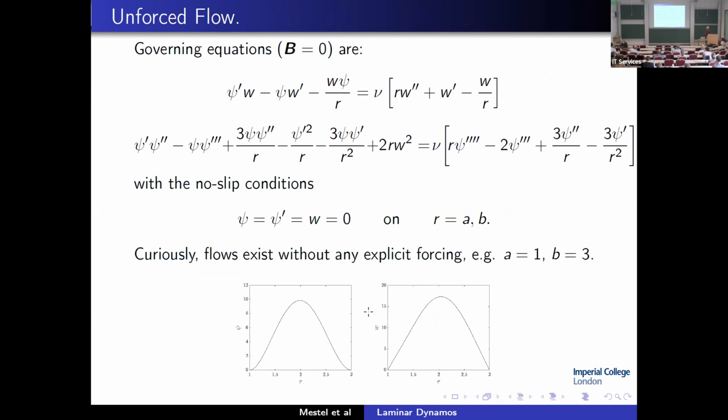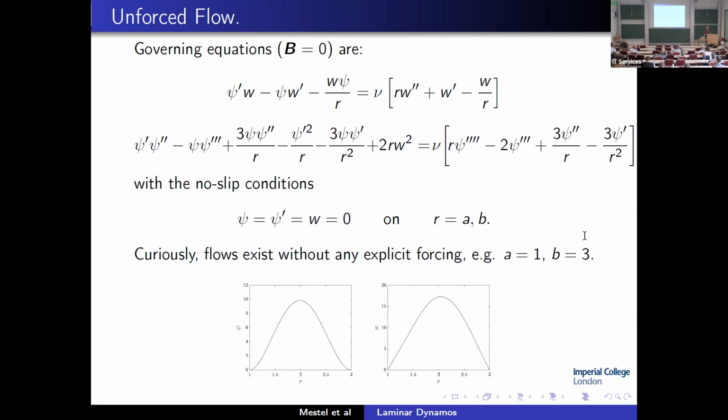And here they are, nothing very interesting about them. Nonlinear inertia on the left, viscosity on the right. We impose the no-slip conditions on the walls, and there's nothing forcing this flow. So there's no reason why we shouldn't get a solution, everything zero. And of course, that is a solution. But interestingly, there are non-zero solutions.